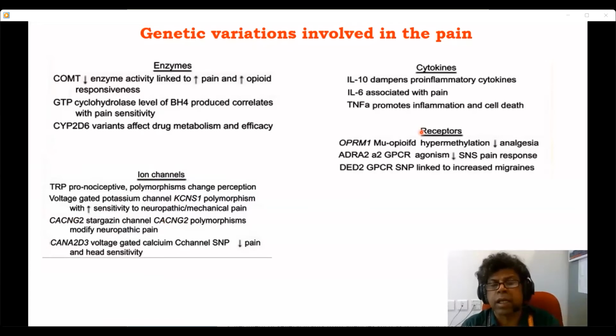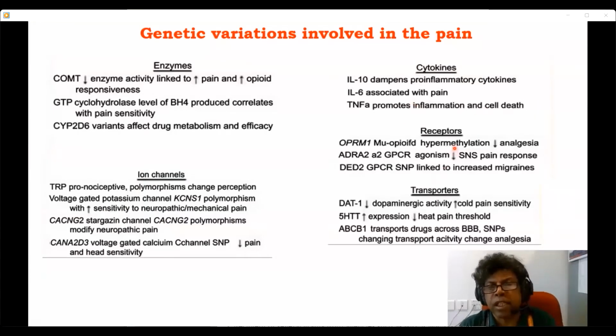And these are another class of proteins, cytokines, for example IL-10, IL-6, and TNF-alpha. These are all involved in one way or another in pain sensitivity. And receptors like OPRM1, a well-known receptor, which is the mu opioid receptor. If there is hypermethylation of the gene promoter of OPRM1, there is lesser gene expression of these OPRM1 receptors, and there will be decreased analgesia.